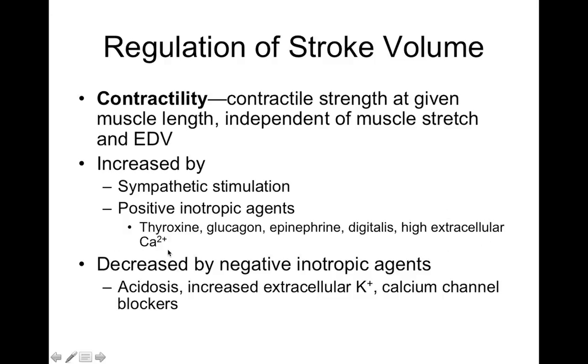High extracellular calcium also makes your heart muscle contract more strongly. But heart muscle contractility is also decreased by negative inotropic agents like acidosis, high potassium levels, or even calcium channel blockers. Why would you want to give someone a calcium channel blocker to decrease the contractility of their heart muscle? Yeah, good. If someone had hypertension or high blood pressure, you put them on a calcium channel blocker, their heart muscle doesn't contract as strongly, they have less stroke volume, less cardiac output, lower blood pressure. Pretty cool. So this will all come back into play, you guys, for our next chapter, because it's a big old process of blood pressure regulation. It doesn't only involve your heart.